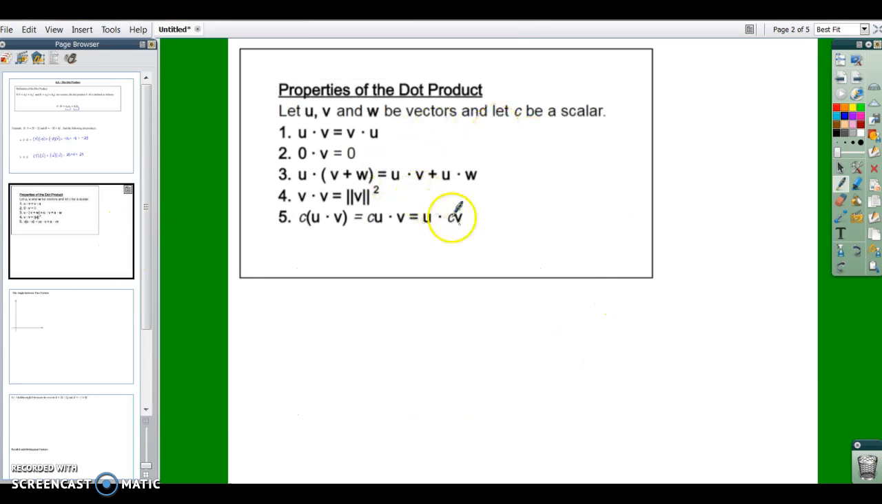Some of the properties that go along with the dot product are stated here. We're not going to go too into detail about these. The most important ones being these first two, that you can do the dot product in either order, and if you do the dot product using 0, that also always results in 0.